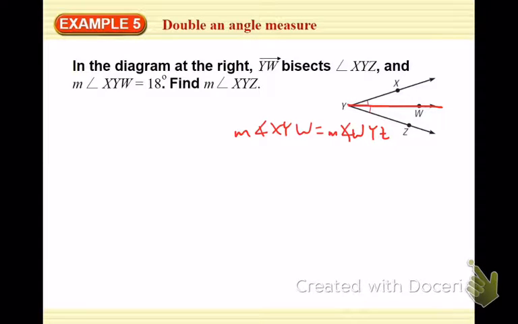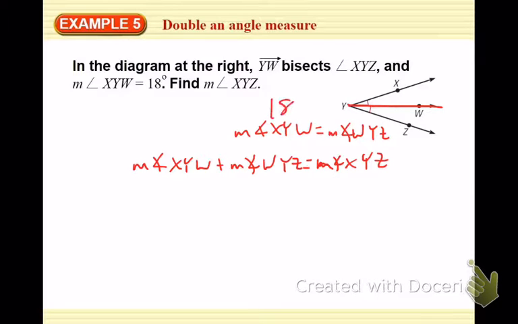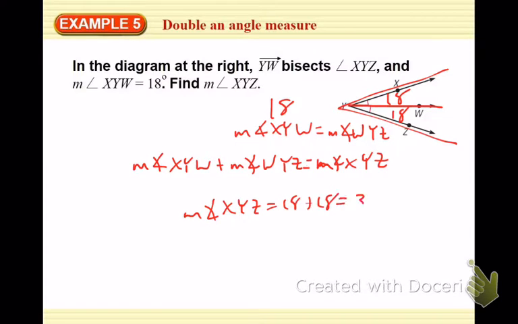Now what we would also know from this picture, not because of the angle bisector, but just because of the angle addition postulate, is that the measure of angle XYW plus the measure of angle WYZ would have to equal the measure of angle XYZ. And we might be able to use that to set up an equation to solve if we need to. But bottom line is this: if XYW is 18, then so is WYZ. And if we want XYZ, this whole big guy here, we're just going to add those two together and get 36. And that's going to be the measure of angle XYZ.